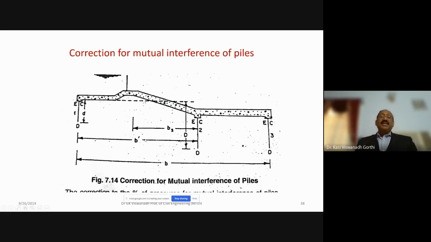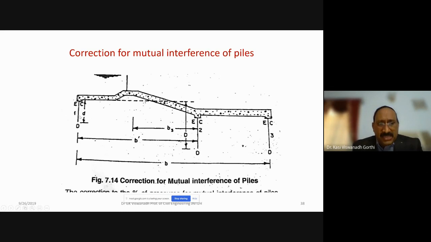For the interference of the piles, you have different pile lines which are provided below the floor, maybe the upstream pile, maybe the downstream pile, maybe the intermediate pile also. So there will be effect of the piles from one pile to the other pile. Since you have a pile line here, another pile line here, one more pile line here, maybe like upstream, downstream, and intermediate pile, there will be interference of these piles.